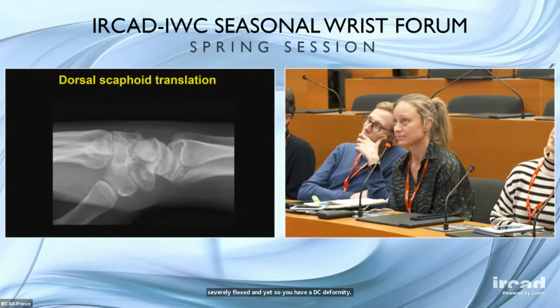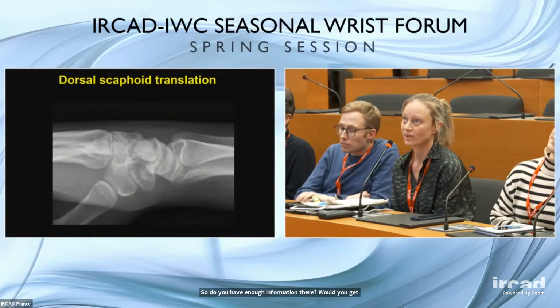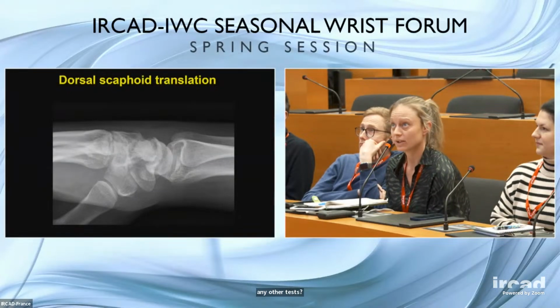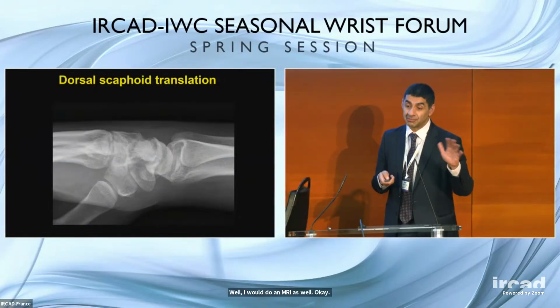The scaphoid is severely flexed, and yes, you have a DISI deformity. So do you have enough information there? Would you get any other tests? Well, I would do an MRI as well. Sometimes we get motion series to see reducibility.